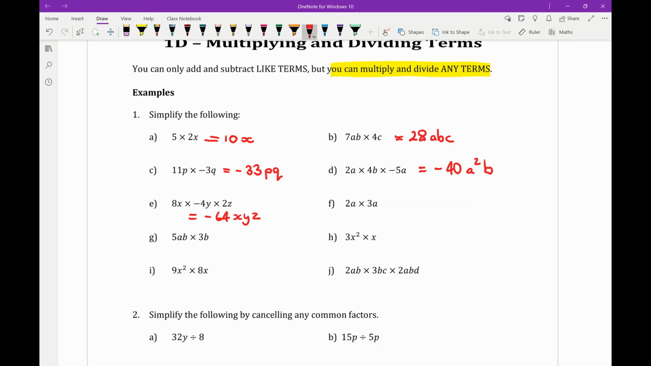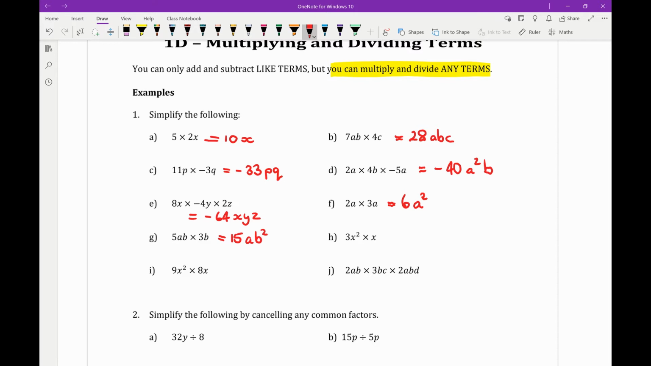Part F, multiply the numbers. 2 times 3 is 6. And A times A, collecting them up, becomes an A squared. G, multiply the numbers. 5 times 3 is 15. Collecting the letters, there's 1A, but there's 2B, so that'll become B squared.